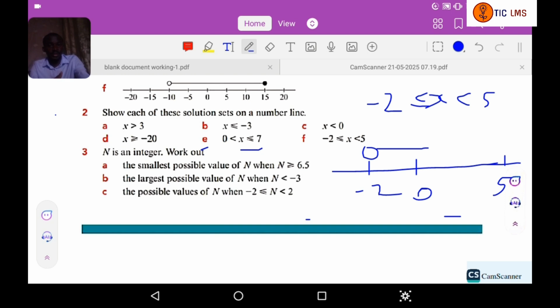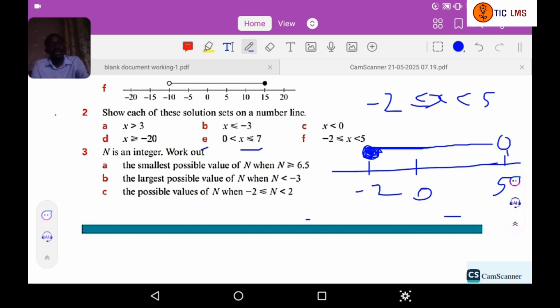Then also equal to, meaning that we're going to shade what we have inside here, and then we go to the right. Then x is also less than 5. So it means that we're going to look at 5, and then we're going to shade 5. Less than means you go to the left, so move to the left in this direction. So that is the number line for that particular inequality.